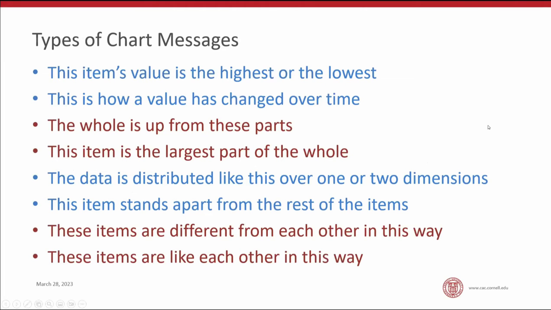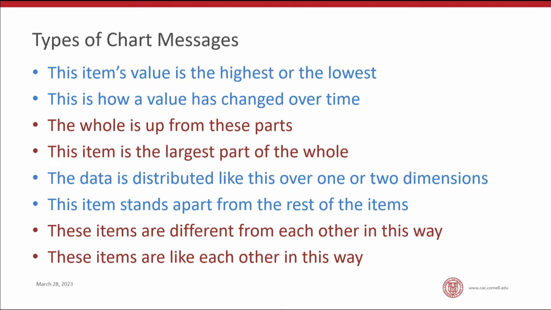And here are some examples of the types of messages you might have. I have them colored here because each pair in the same color corresponds to one of the categories that I just named. So in a comparison chart, you might be saying this particular item's value is the highest or the lowest among all the ones that I'm showing you. Or you could say, this is how it has changed over time. So comparison charts will involve time. Sometimes you want to show people a pattern of change.